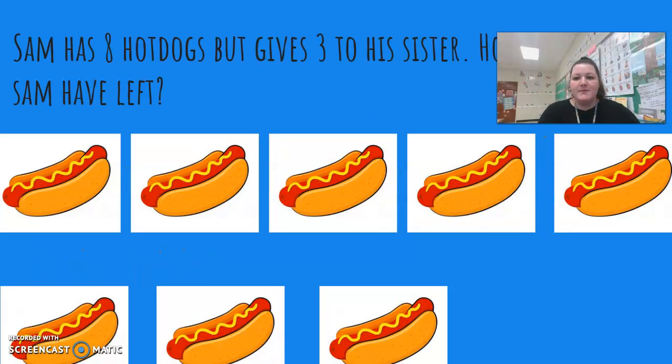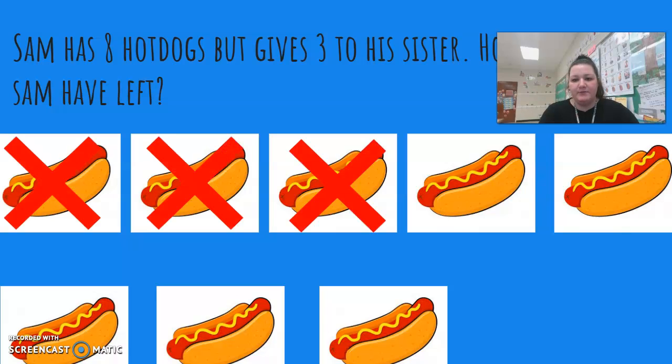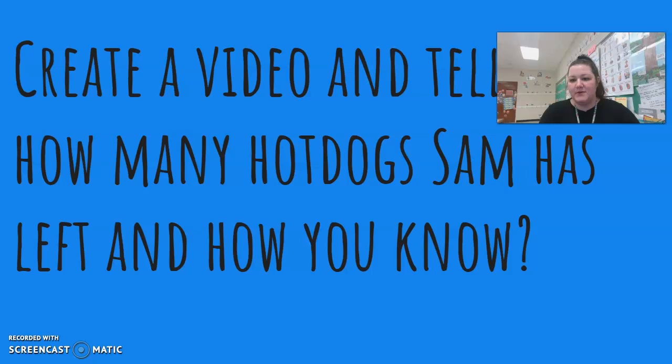Alright, Sam has 8 hot dogs, but he gives 3 of them to his sister. How many hot dogs does Sam have left? Let's see. 1, 2, 3. We took away 3 hot dogs. That's right, Sam has 5 hot dogs left. So let's cross off the 3 hot dogs that he gave to his sister.